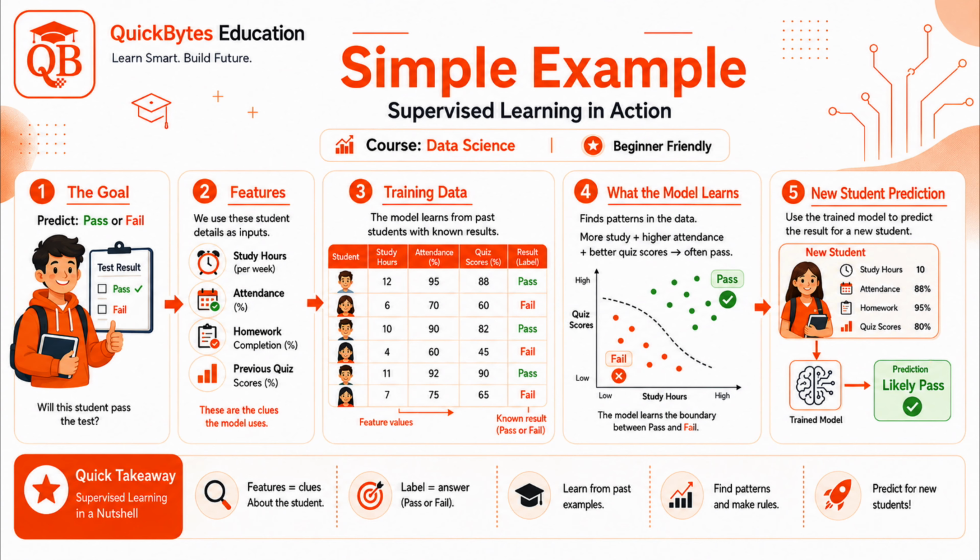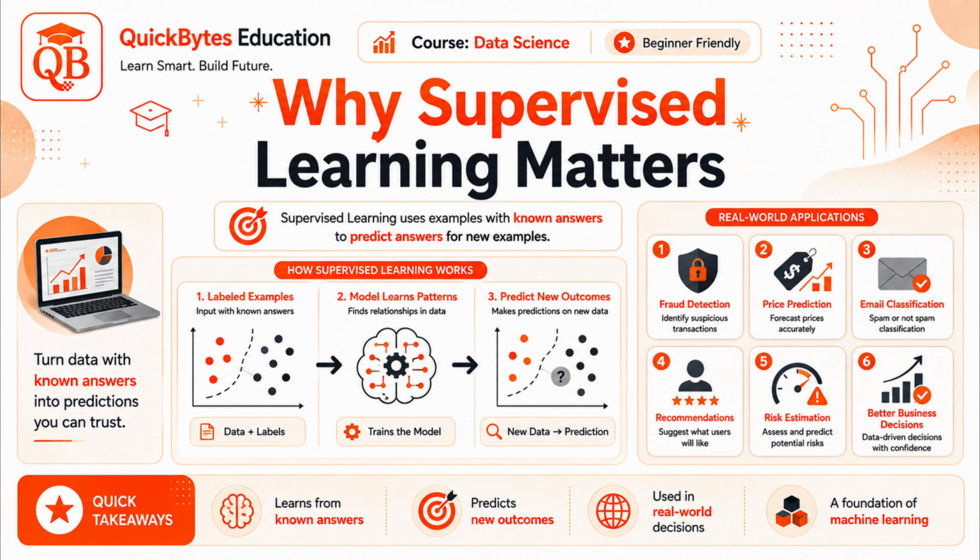The model looks at past students where the result is already known. It learns patterns like students with more study hours and higher attendance may be more likely to pass. Then, when a new student's information comes in, the model uses what it learned to make a prediction. That is supervised learning.